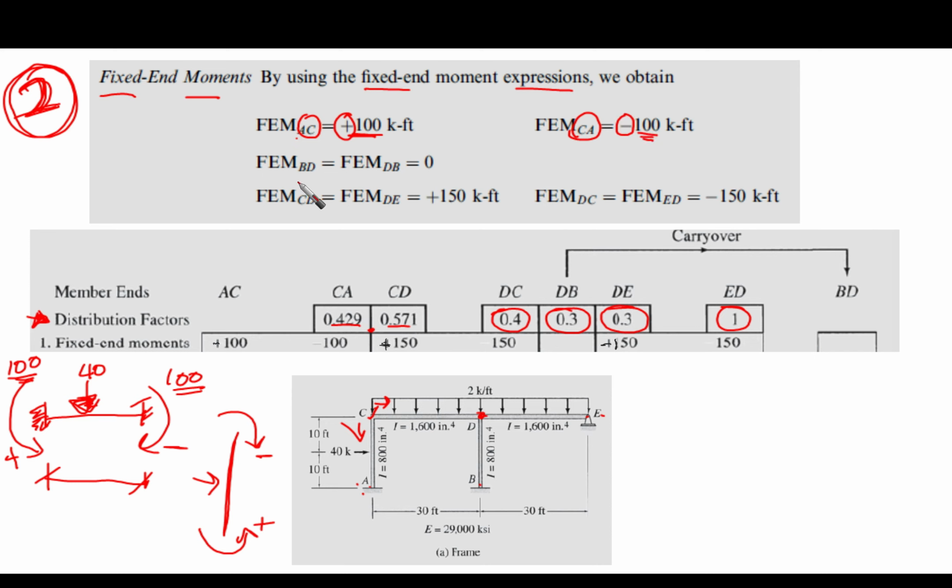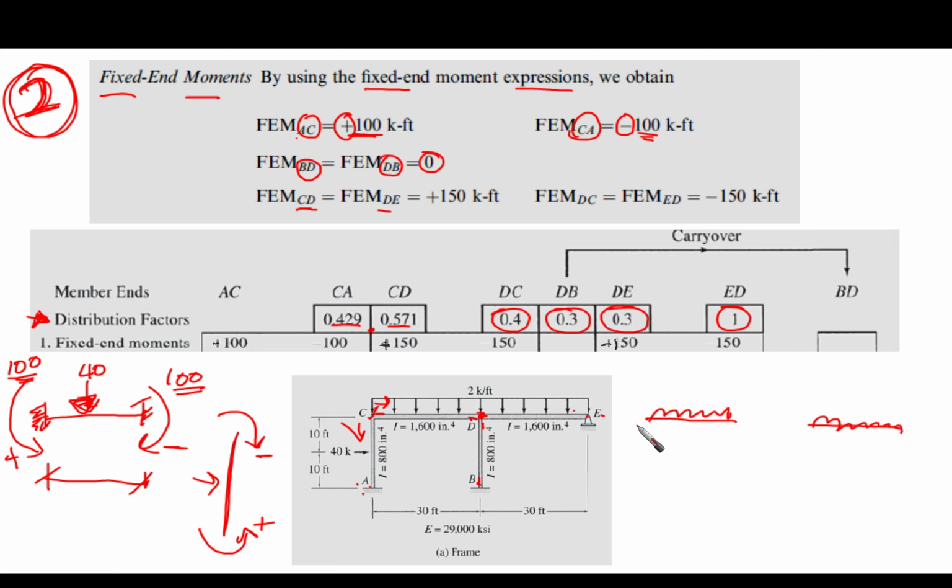And then for members BD, let's go to BD and DB. There is no fixed end moments here because we do not have any external loading. So for BD and DB, it is going to be 0 for us. Okay, now let's go to member CD and DE. Actually, they are the same because we have two spans loaded with the same type of loading, which is distributed loading, right?